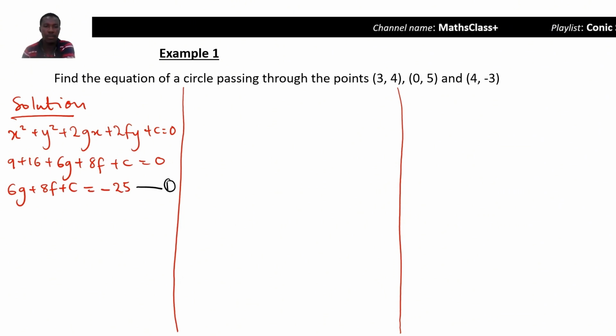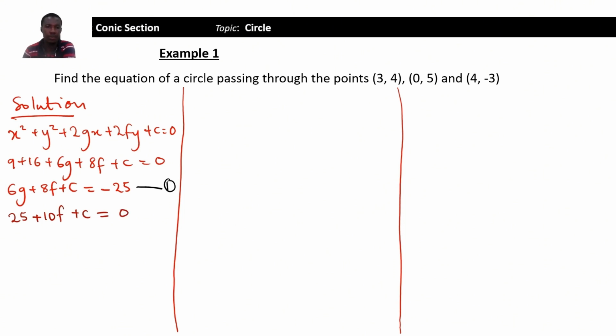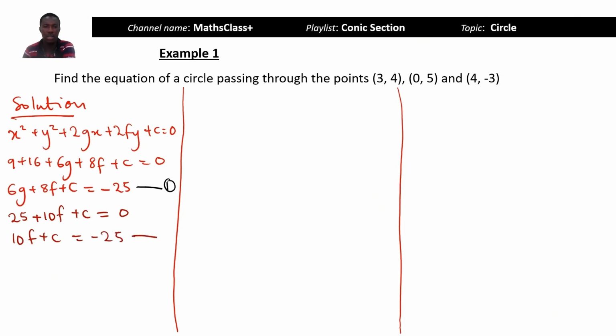Then I'm also going to substitute the point (0, 5). So when I put 0 in place of x, x will vanish. So y squared will be 25 plus 10f plus c is also equal to 0. And that I'll have 10f plus c is equal to minus 25, which is also going to be my equation 2.